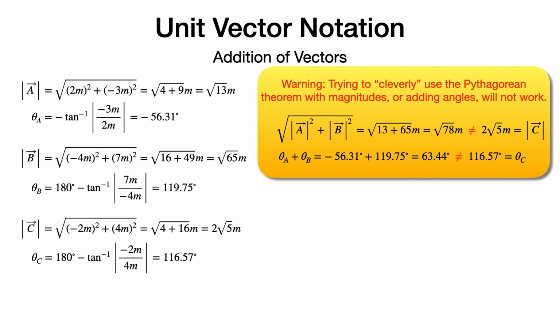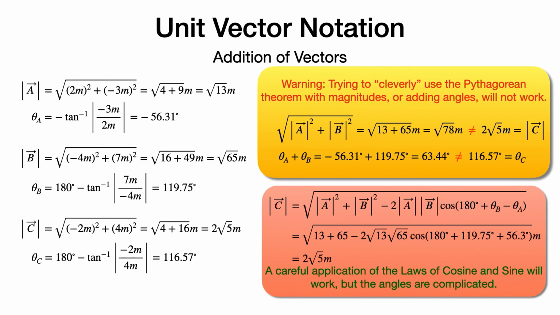This doesn't work because A, B, and C in general are not going to be the legs of a right triangle, so the Pythagorean theorem simply doesn't apply. And you can't simply add the angle for A and the angle for the B vector to get the angle for the C vector. Now, it is possible to use the laws of sine and cosine to correctly add the magnitudes and the angles together, but this is rather complicated, and I don't advise you to try and do this unless you have a very good understanding of how the laws of sines and cosines work.